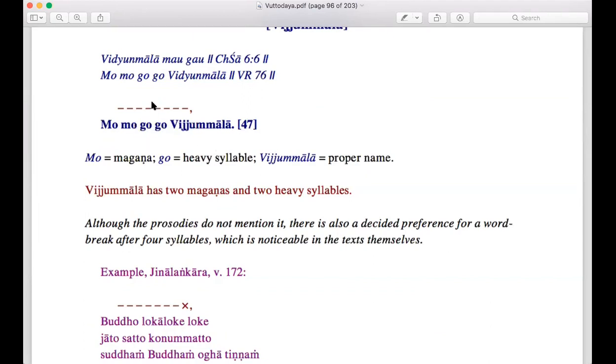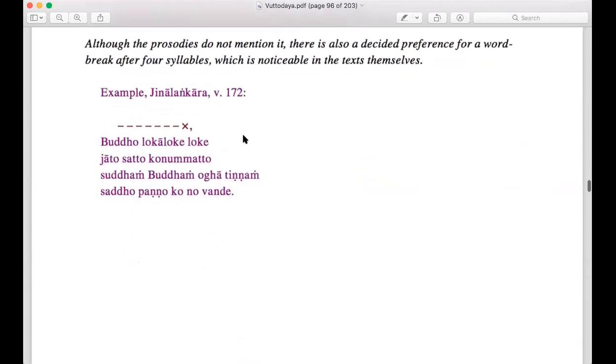Mo, Go is the first Magana. Go, Vijum is the second Magana. Ma, first Garu. La, second Garu. So 2 Maganas and 2 heavy syllables are there in this verse. Here is an example for Jinalankara.